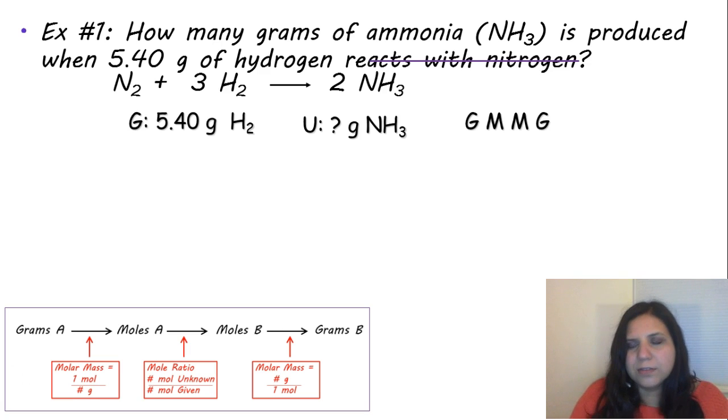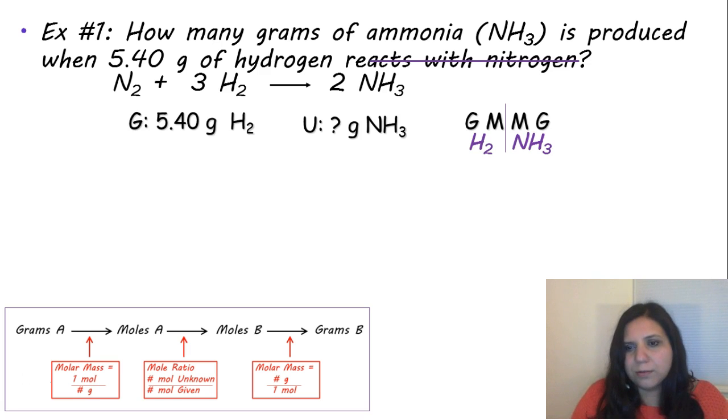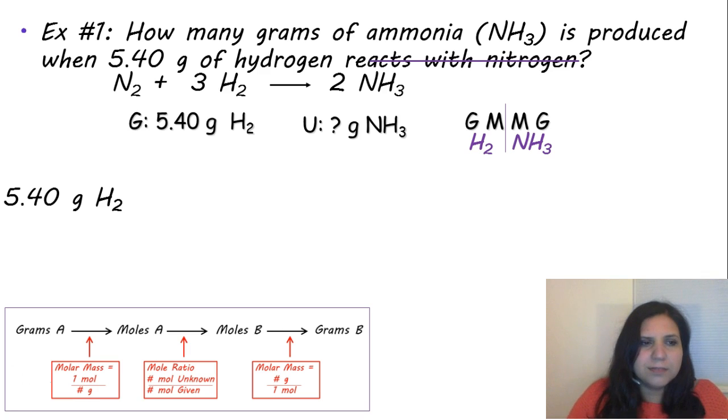Then we need to figure out how many steps we are going to do. Remember that for gram, mole, mole, gram, half of it is for the given, which is hydrogen, and half of it is for the unknown, which is ammonia. We're starting with our given in terms of grams, and our unknown we want in grams, so that means we're going to use all of it. We're going to go from gram to mole, then mole to mole, and then mole to gram. So we'll start with our given, 5.40 grams of hydrogen.